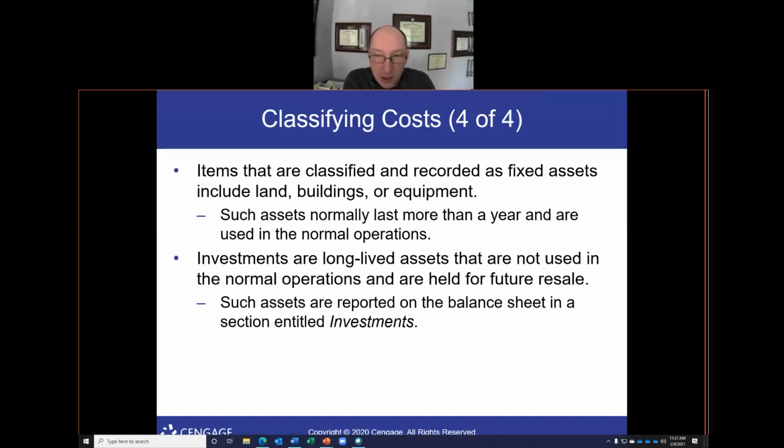So in your example, David, let's say you purchased a piece of equipment and, like you said, it depreciates over time, and you plan to not use that piece of equipment. You could sell that piece of equipment, right? And that would also help to classify it as an investment. And these assets are reported on the balance sheet under investments.